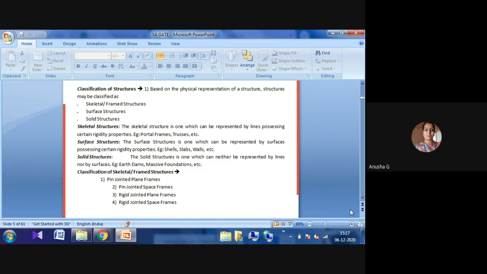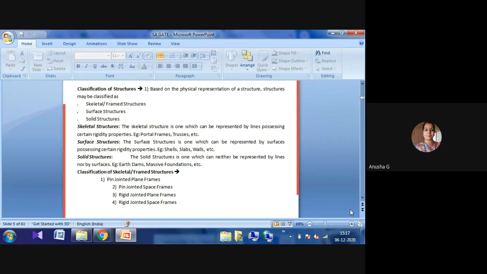Now we'll see one by one what is meant by a skeleton or framed structure, what is meant by a surface structure, and what is meant by a solid structure. First we observe the skeleton, the second one is the surface, and the third one is the solid. Now we'll see them one by one.